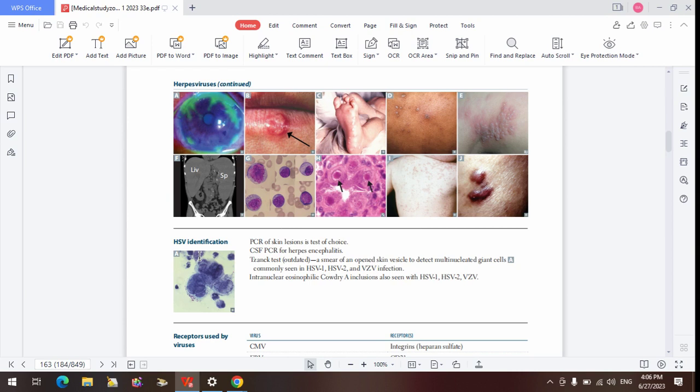You know that if you do a CSF culture of a virus, you won't grow anything. Viruses are causes of aseptic meningitis. We are going to talk about that later.